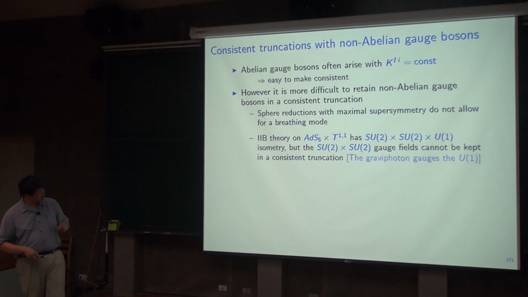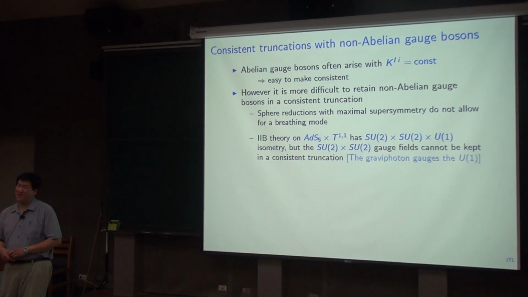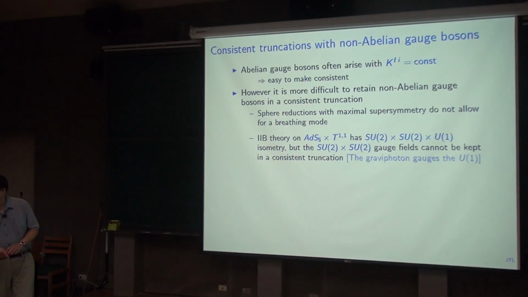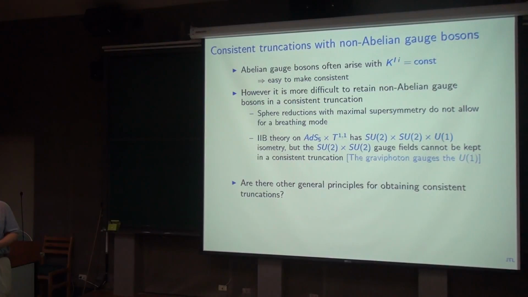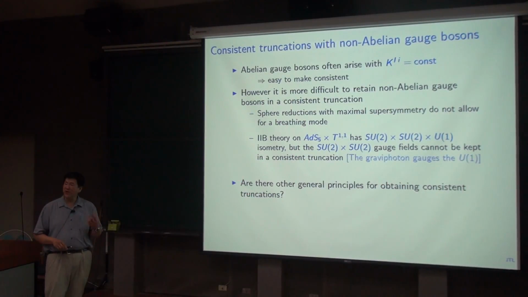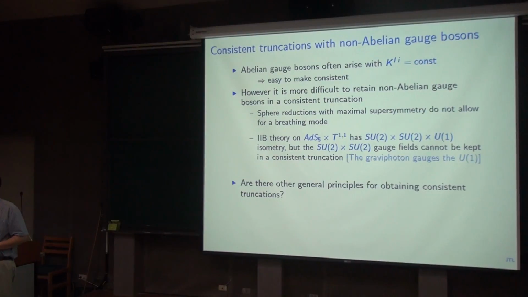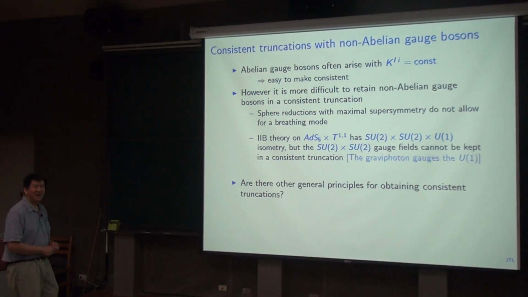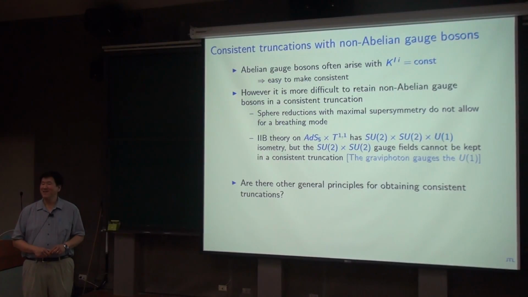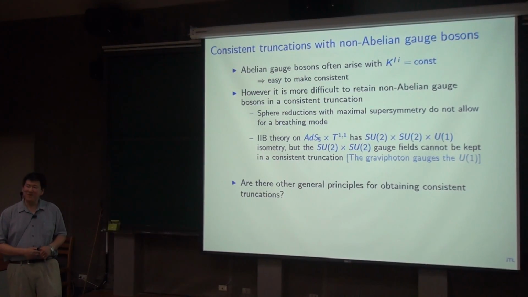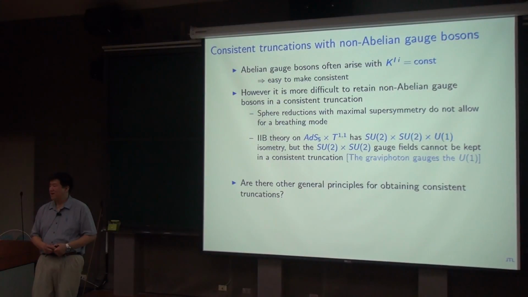So it's non-trivial, and to me still a bit of an outstanding question of when can you have consistent truncations, when can you not? So the question is, are there other principles for obtaining consistent truncations beyond going to a singlet sector? I don't know the answer to that, but it's certainly something that, at least to me, is a bit of a puzzle and possibly worth thinking about.